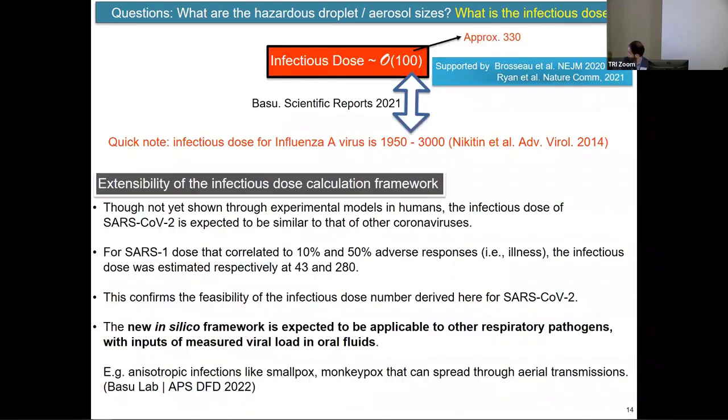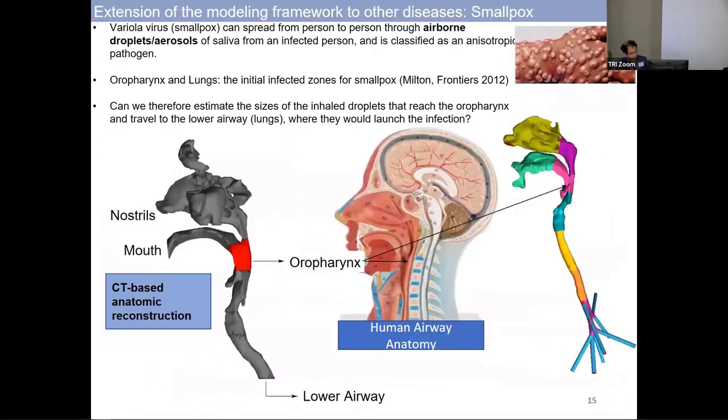Okay, so I tried to extend this modeling framework to other pathogens. For example, for the SARS-1 virus, for 10% and 50% adverse responses, the infectious dose is 43 and 280 respectively. So very similar in order to what we are predicting. We can also possibly extend this to other viruses. For example, for viruses like smallpox and monkeypox, airborne transmission could be a potent route, and we can apply these same tools there. In fact, in my group, we are currently working on a project for smallpox.